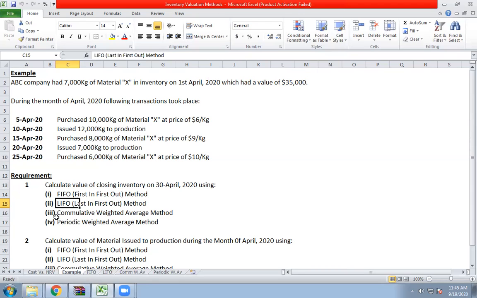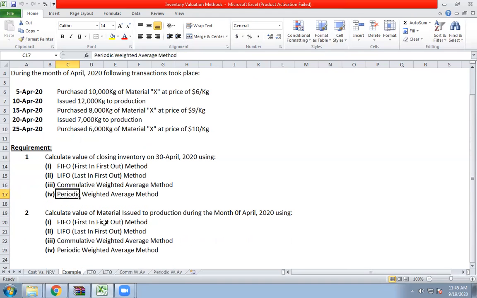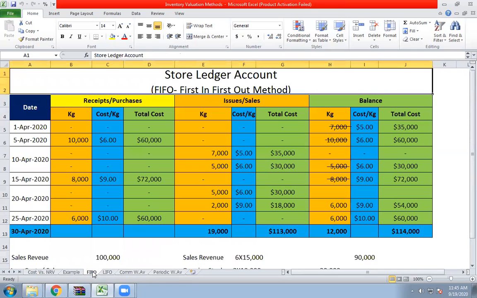And then we'll use the cumulative weighted average method and the periodic weighted average method. Again, we have to calculate the material issued to production. This was the value of closing inventory and the material issued to production using all these methods. So let's go first of all through FIFO. Remember, we have to calculate.